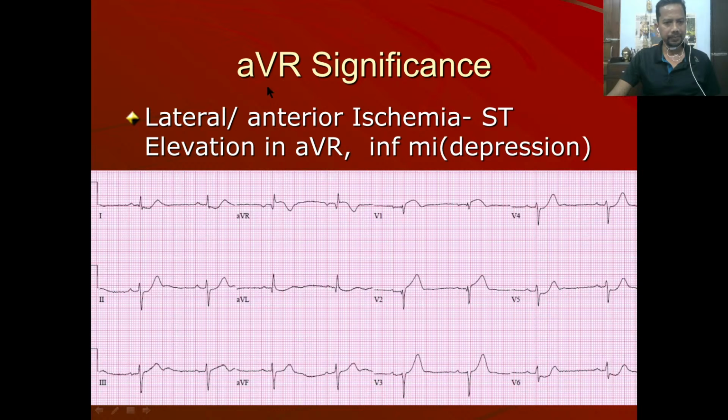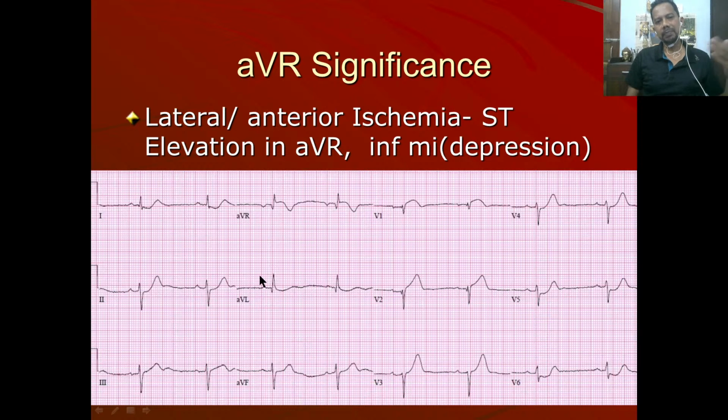Now see out here, AVR ST is elevated. Now see what's happening out here. There is coving, anterior wall MI, ST and T are merging together. You can't say where ST is ending. Then you see in leads V5, V6 there is ischemia happening. Lead 2 ischemia, lead 3 ischemia. So it's a widespread change. That is the importance of AVR.